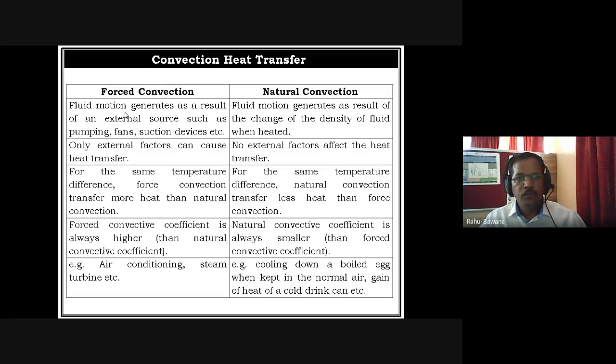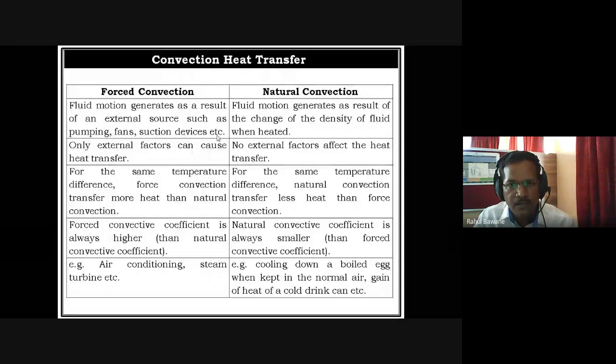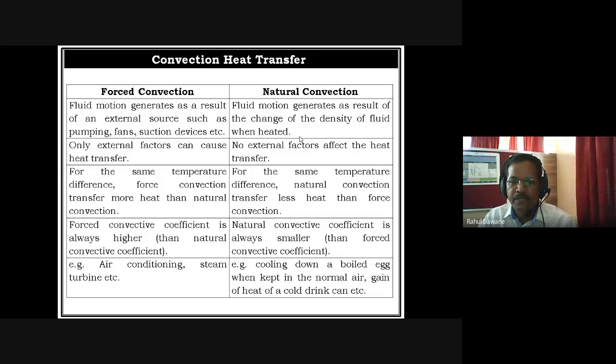Second point, in forced convection, fluid motion is generated as a result of an external source such as pumping, fans, suction devices, etc. And in natural convection, fluid motion is generated as a result of the change of the density of the fluid when heated. So whenever a fluid comes in contact with a hot surface, its density decreases and it lifts up. Correct? Then in forced convection, only an external factor can cause heat transfer.